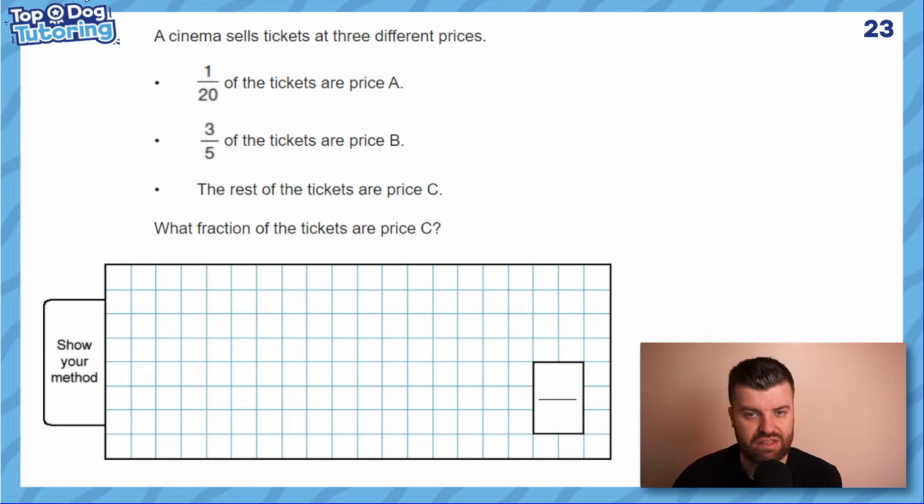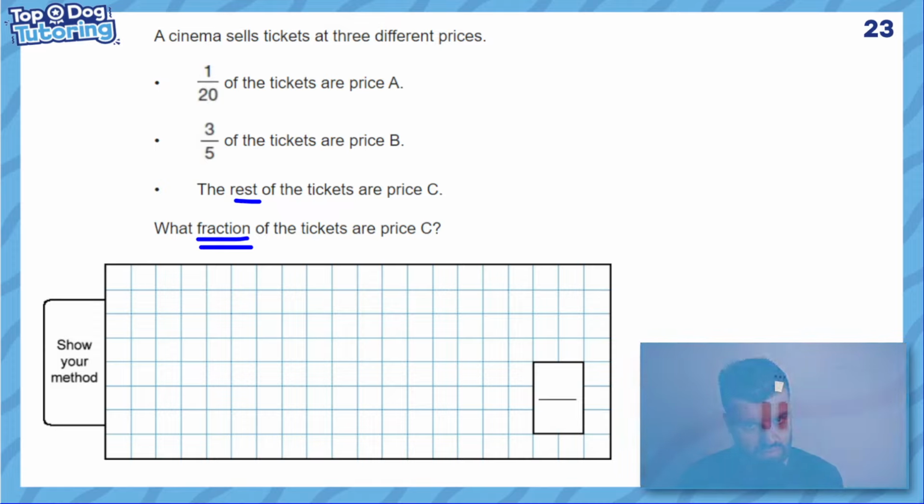Oh, I love this question. A cinema sells tickets at 3 different prices. 1/20th of the tickets are price A, 3/5 of the tickets are price B, and the rest are price C. What fraction are price C? The only thing I'm going to say to you here is, look at those denominators, guys. Have a go at this question. What's left over? See what you can do.